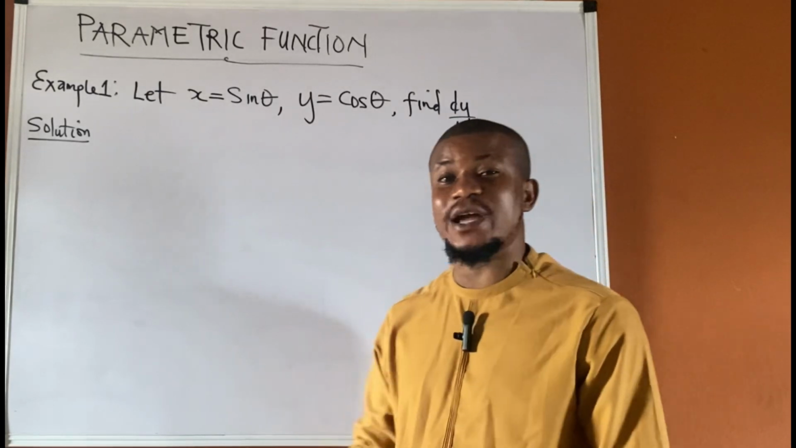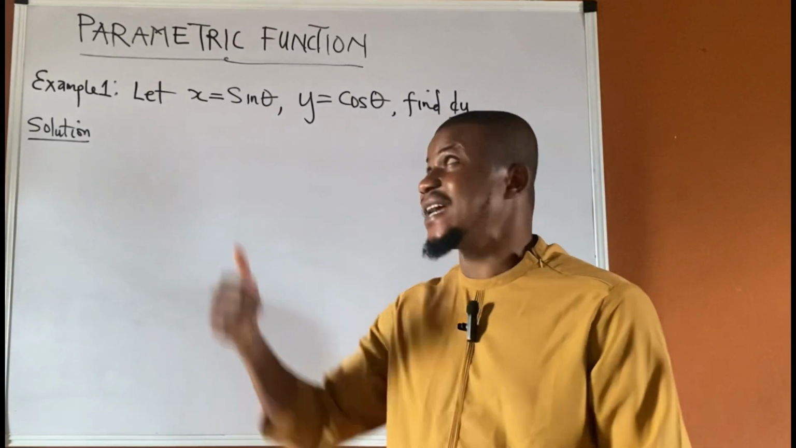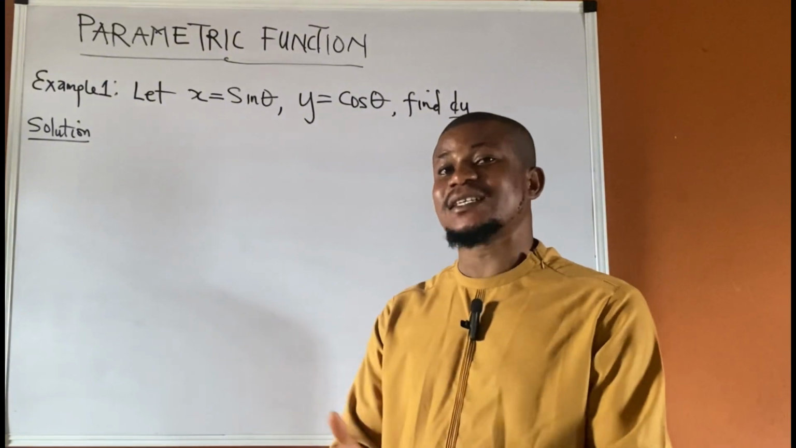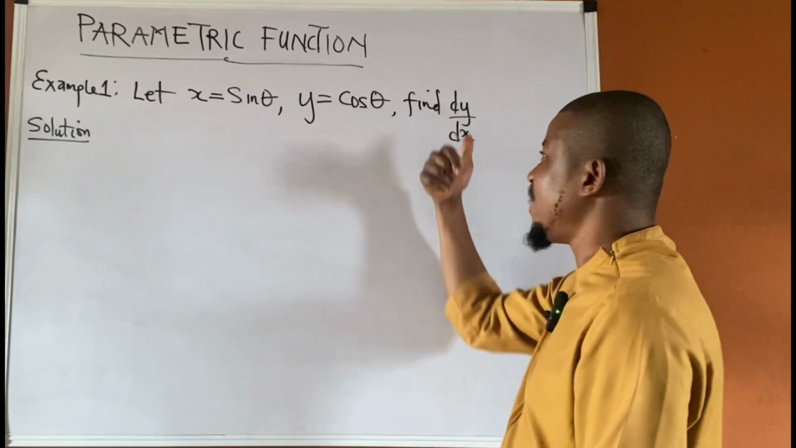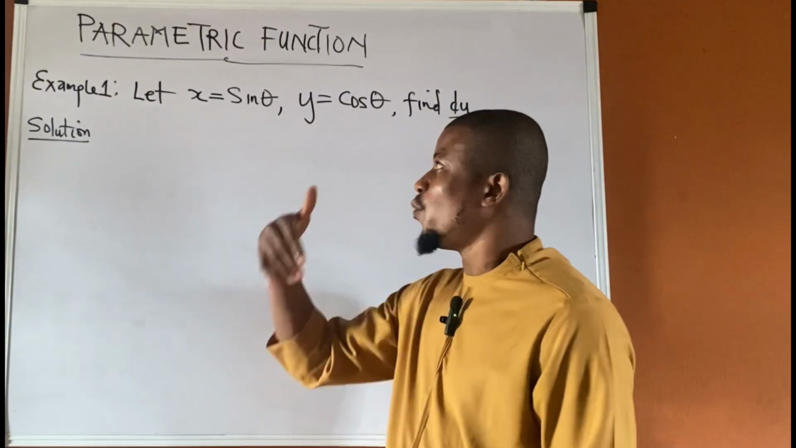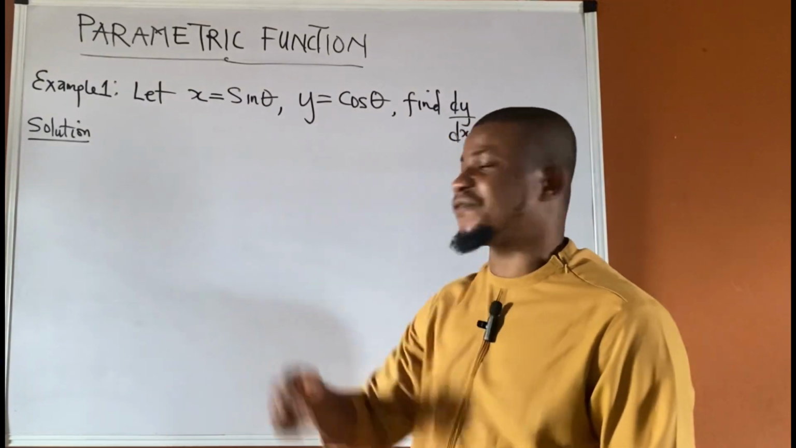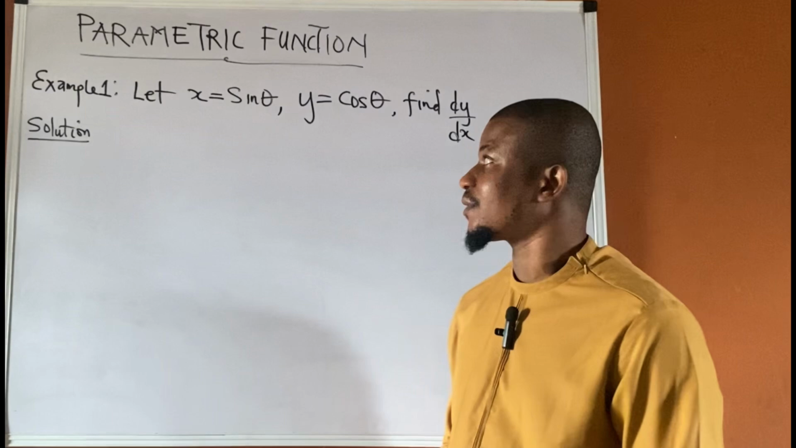So that's what we call a parametric function, where y is a function of x, but there's a parameter, in this case theta, such that x is a function of theta and y is a function of theta. And if you have to find dy/dx, we'll see that at the end of the day, our derivative dy/dx will now be in terms of theta. Okay, so let's differentiate this and see how we differentiate parametric functions.